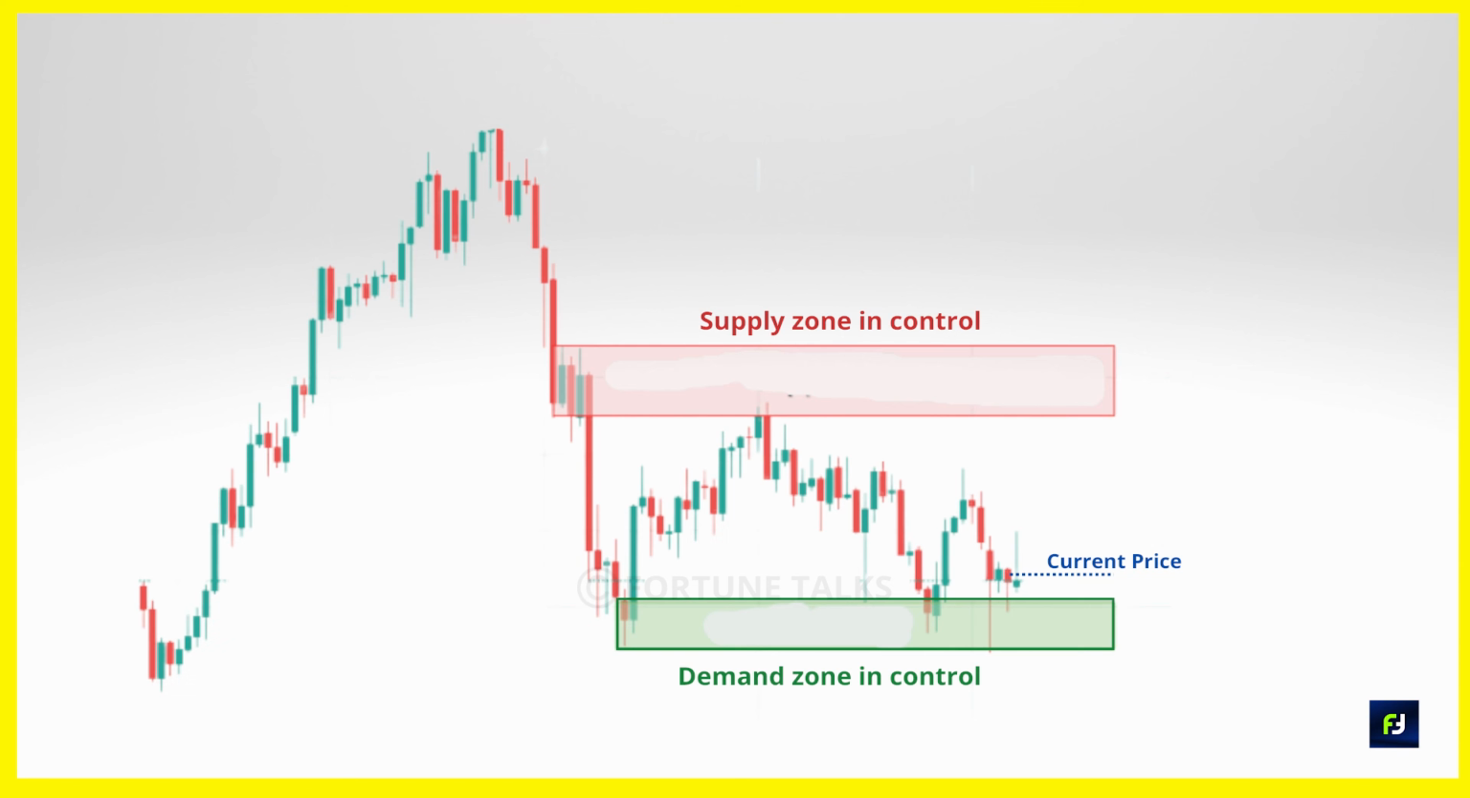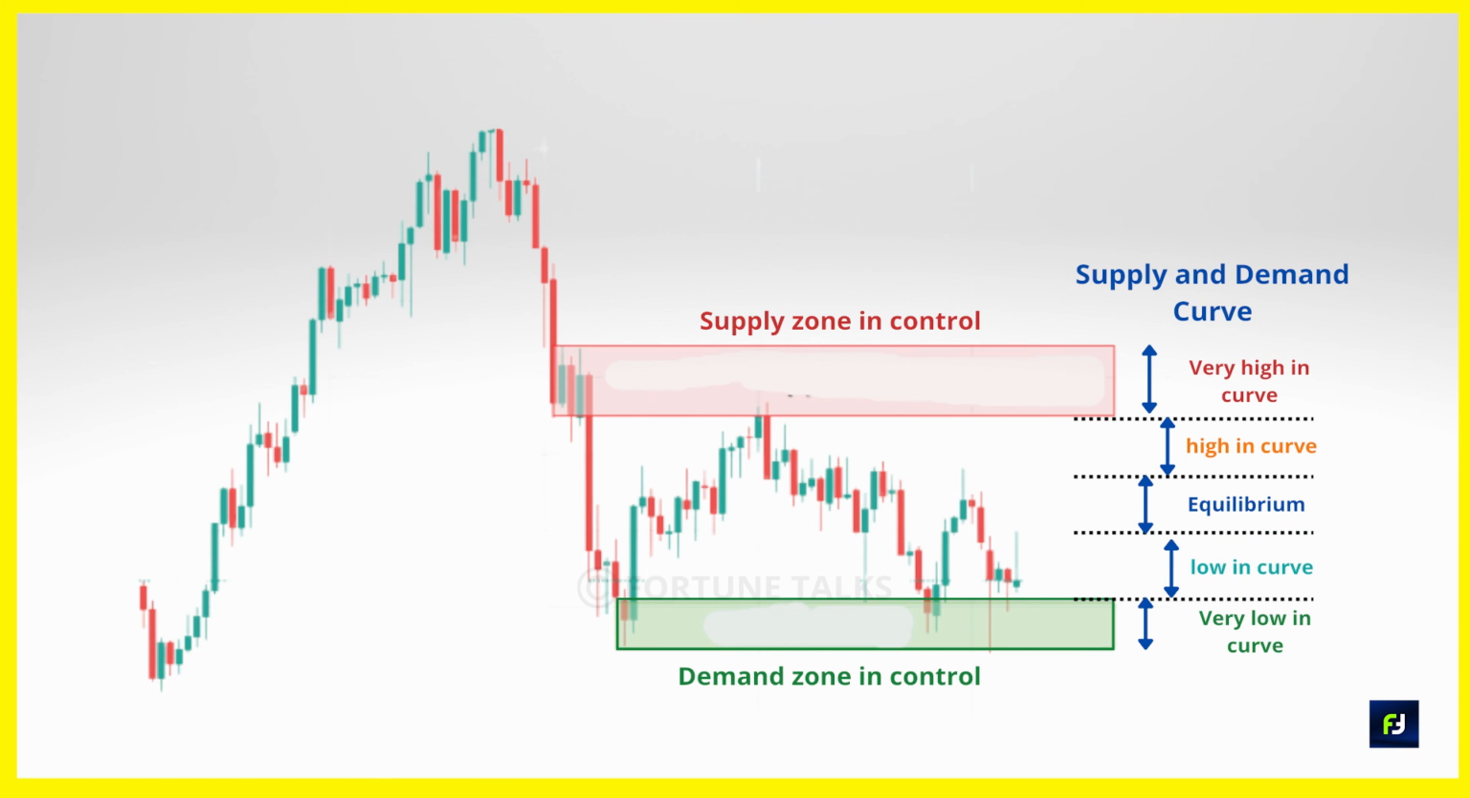I hope you are familiar with the supply and demand curves and their relationship with prices. Now to identify the curve in charts, we need to look at the current price and identify the nearest supply and demand zones in control. Now the distance between the two proximal lines of the supply and demand zone that we have identified forms the curve that we are looking for.